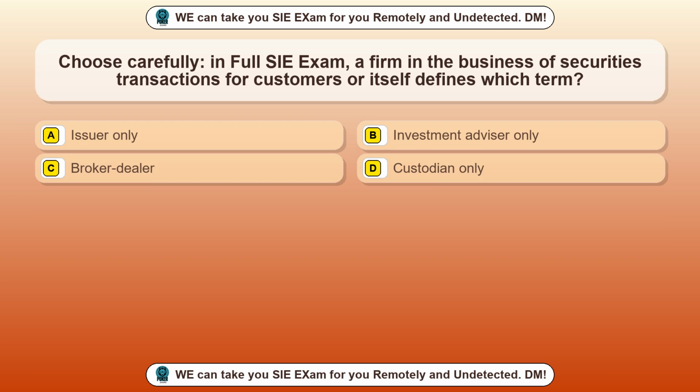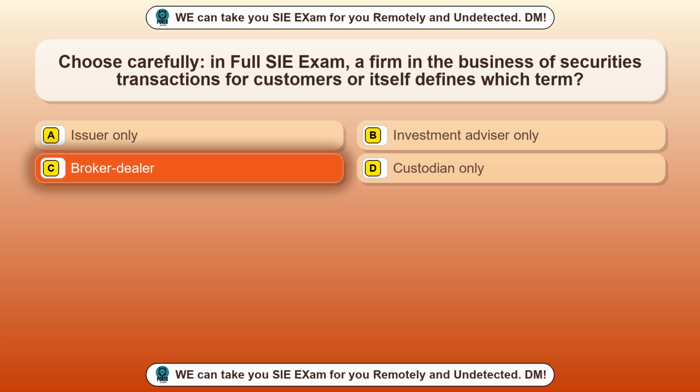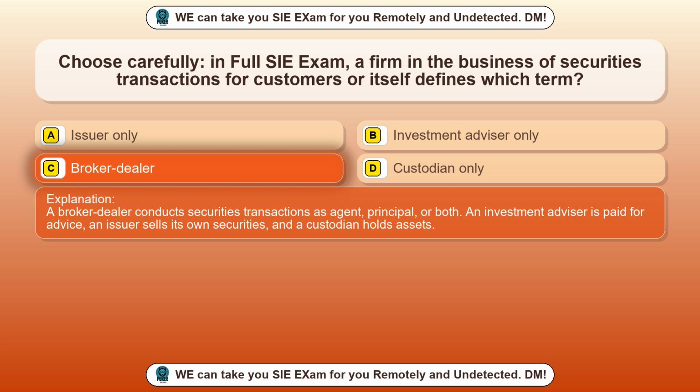Question 59. Choose carefully in full SIE exam. A firm in the business of securities transactions for customers or itself defines which term? Option A, issuer only. Option B, investment advisor only. Option C, broker-dealer. Option D, custodian only. The correct answer is option C, broker-dealer. A broker-dealer conducts securities transactions as agent, principal, or both. An investment advisor is paid for advice, an issuer sells its own securities, and a custodian holds assets.